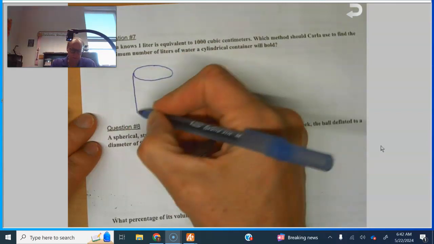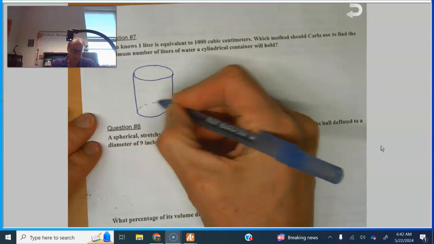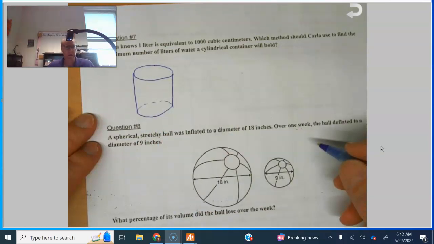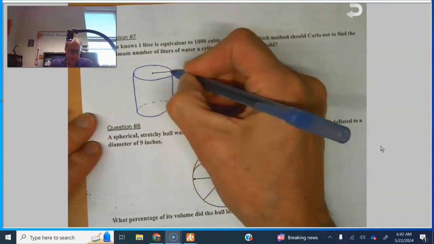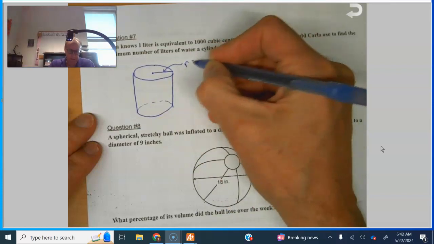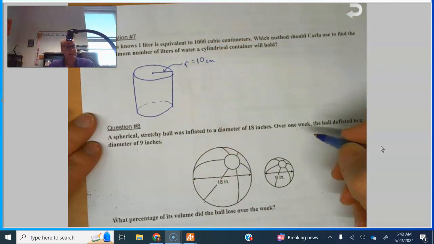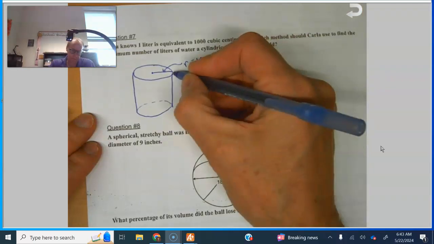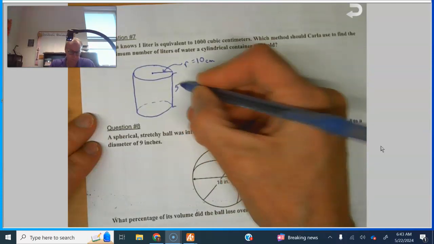Now, clearly this isn't drawn to scale, but I'm going to give it some dimensions here. Sorry, it's a pretty funky looking cylinder. Anyway, it's supposed to be straight up and down. Let's give it a radius, and let's make it really easy: a radius of 10 centimeters. And let's give it a height of, I don't know, we'll make it 5 centimeters.